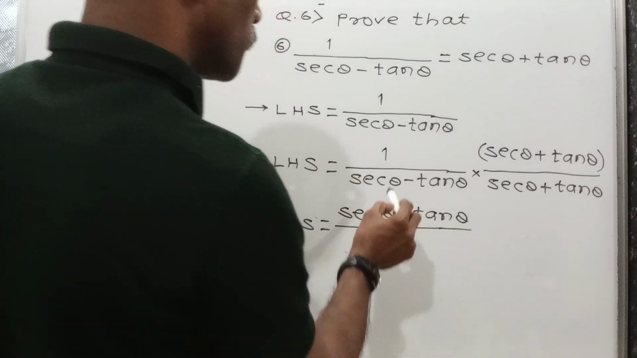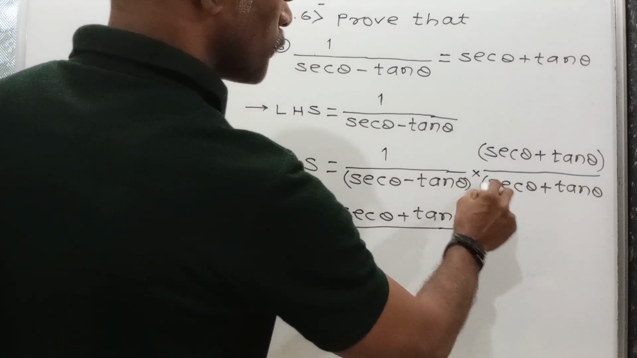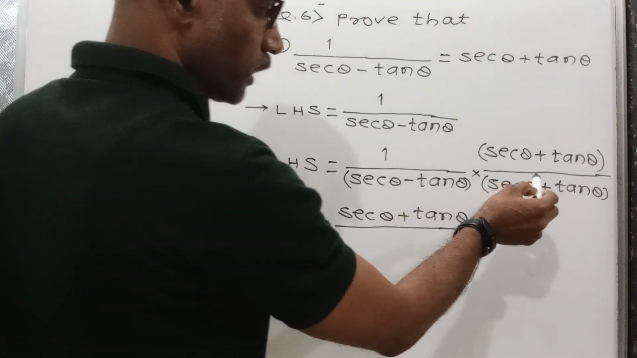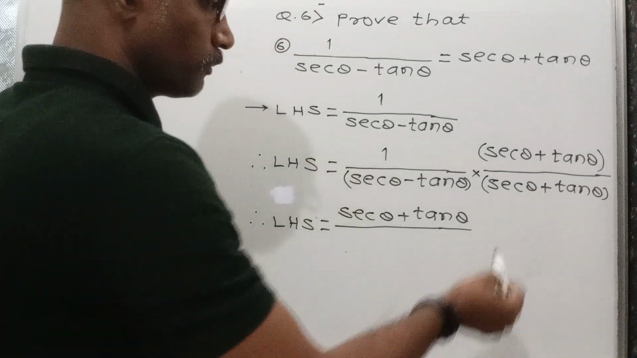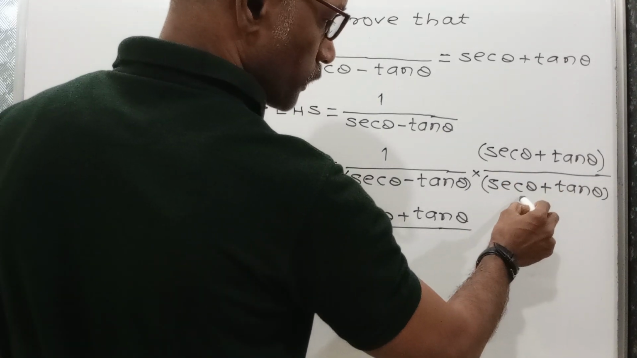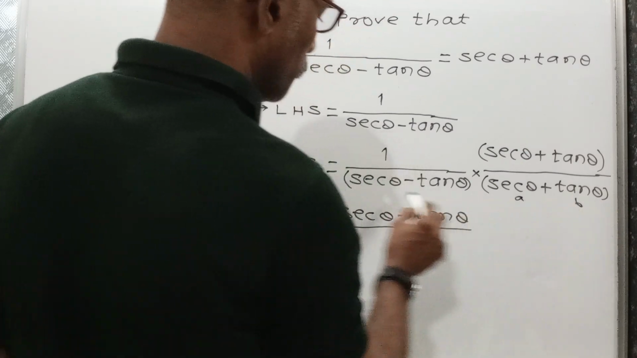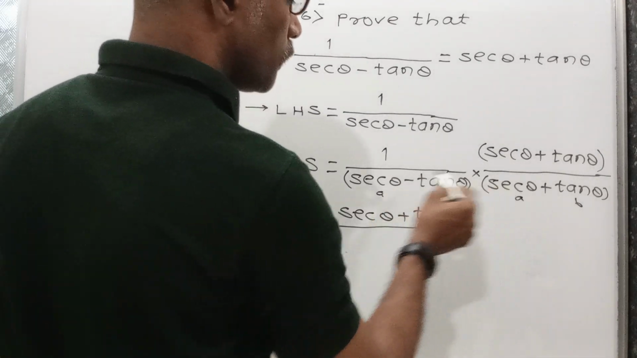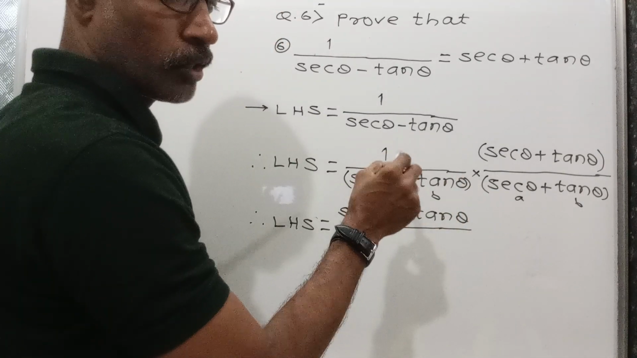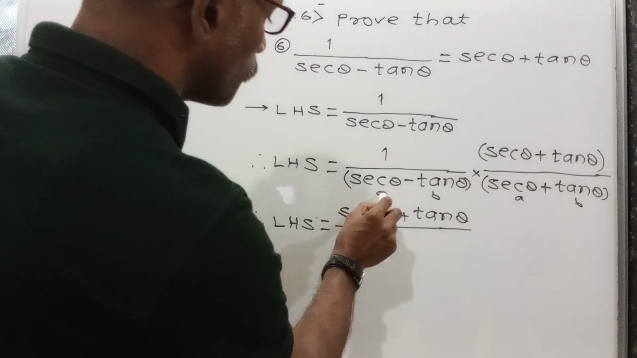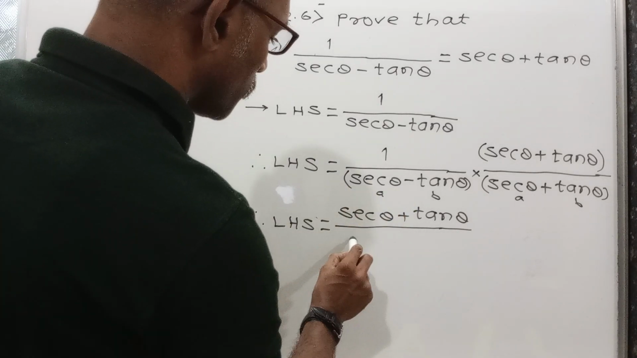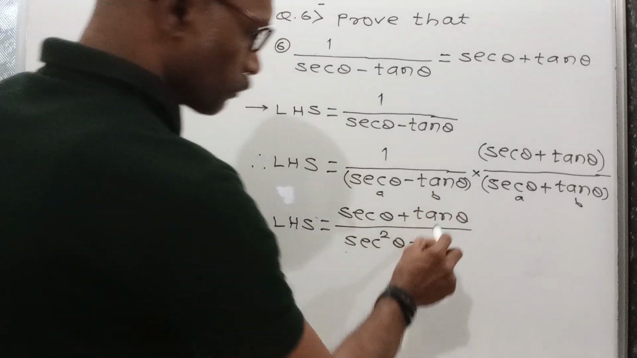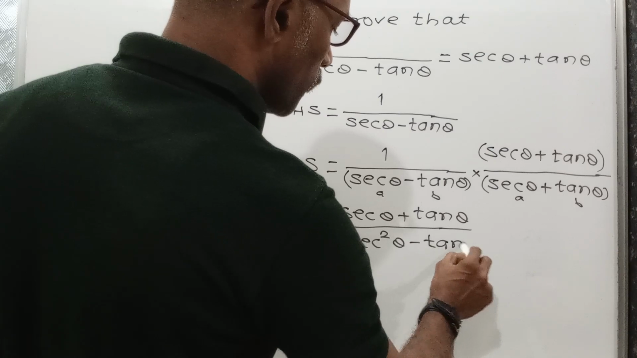Did you understand? Now here, see this denominator: sec theta minus tan theta, and the second bracket sec theta plus tan theta, means a plus b. Suppose this is a and this is b, a plus b, then this is a minus b. A plus b into a minus b means a square minus b square. Suppose this is a square, then what is a square? Sec square theta minus b square, means tan square theta.